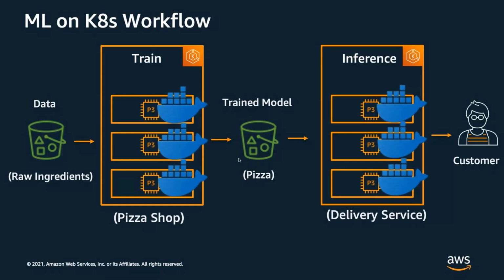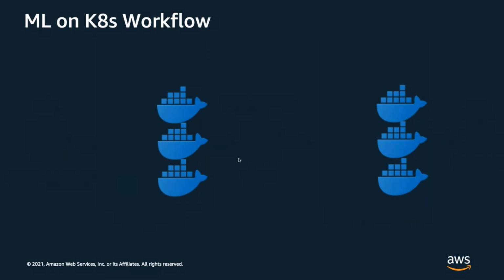Kubernetes, of course, is a container orchestration platform. Containers include the resolved dependencies and everything that the training or inference job needs in order to run. In our pizza shop example, you can think of the containers like a pizza kitchen, where the pizza kitchen needs to provide all the necessary infrastructure to keep making pizzas.